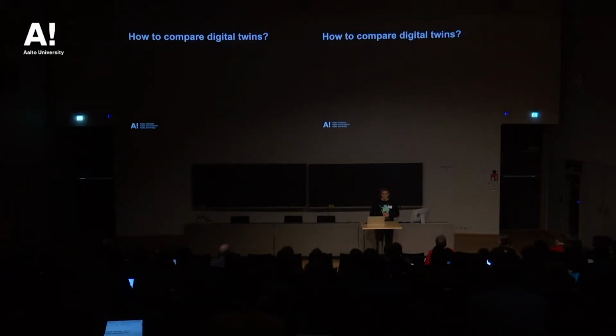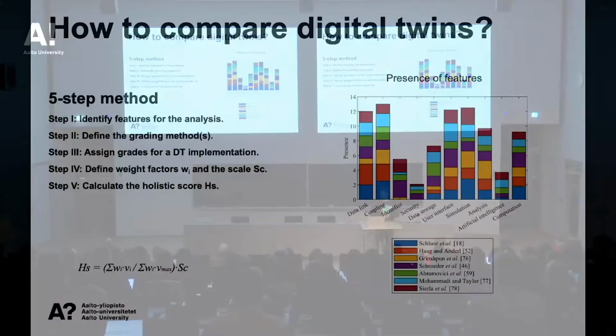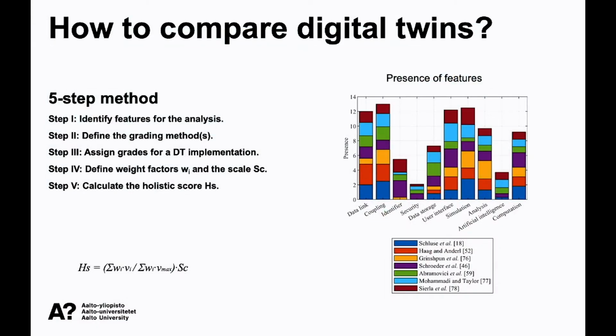Then, next question, how to compare digital twins? I'm proposing a 5-step method for comparing digital twins, and this is based on the feature division. So, first step, identify the features that you want to include in this analysis. Then define grading methods. I have one grading method. It's a very subjective grading method in my paper from 0 to 3. Just what is the presence of features in each article.